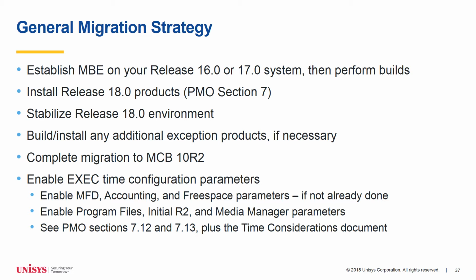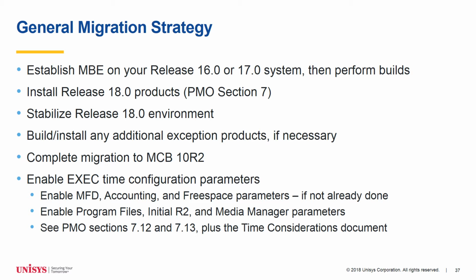Perform builds for exception products DDP-FJT, DDP-PPC, OLTP, TM2200, and TAS if needed. You cannot build these products on older releases, even within MBE. You must first install the full suite of Release 18 products, including DPS, the linking system, and all the other compiler products before you can perform any builds needed for this remaining group of products. Install the exception products once those builds are complete, and complete your upgrade to the Release 18 version of MCB Level 10 R2.